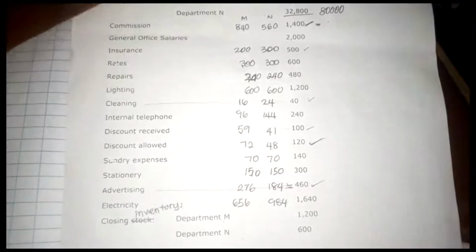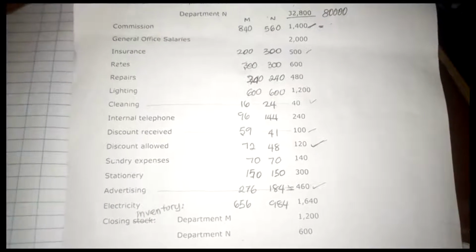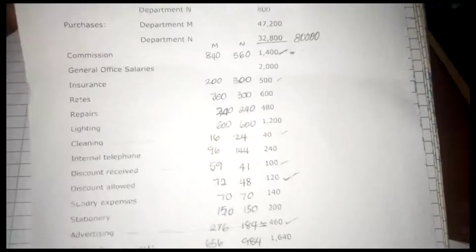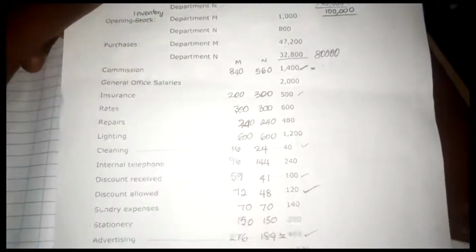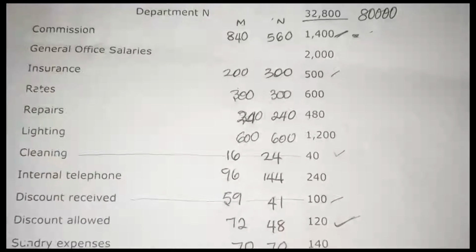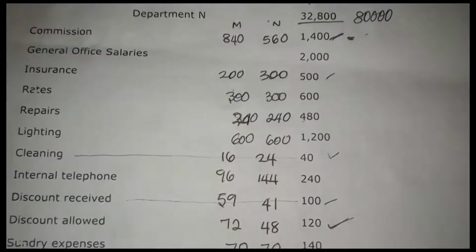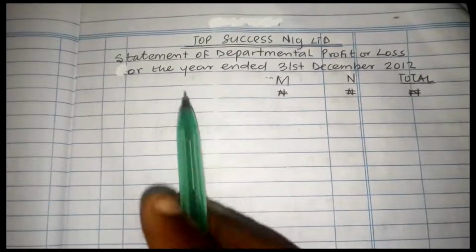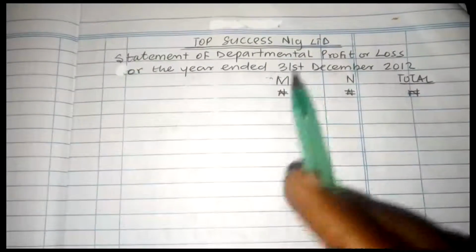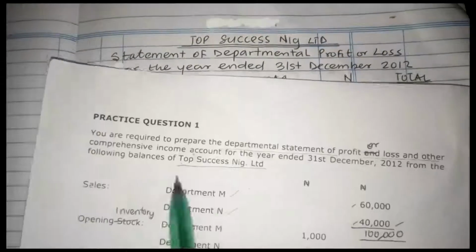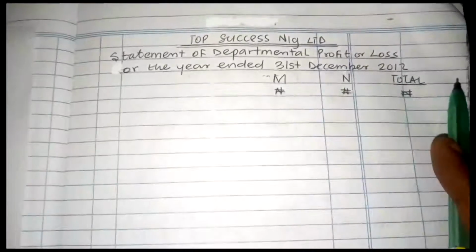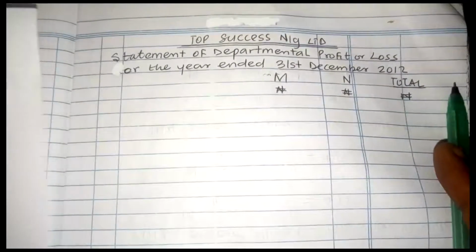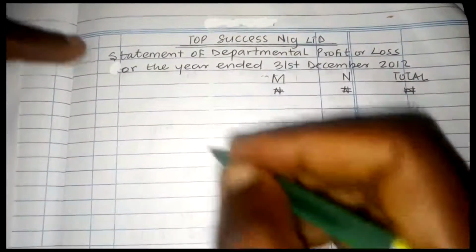Then you can now prepare your statement of departmental profit or loss account. So let's prepare the statement of departmental profit or loss account. You write the first thing, write the name of the business. The name of the business is Top Success Limited. Then you place your formats this way.